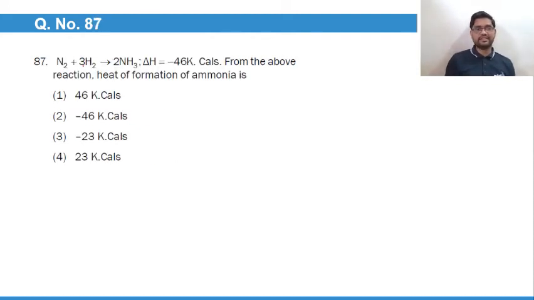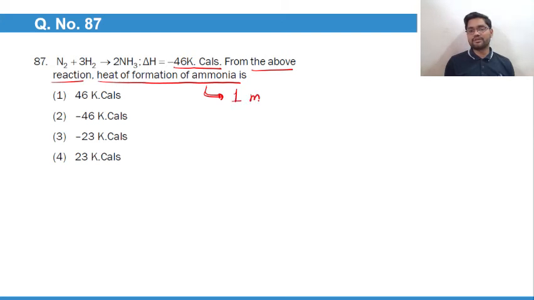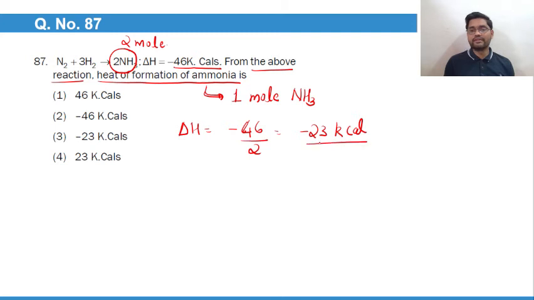87. N2 + 3H2 giving 2NH3. Okay, this is ammonia formation. Delta H is minus 46 kilocalories. From the above reaction, heat of formation of ammonia will be? Heat of formation of ammonia belongs to the formation of 1 mole of ammonia. But here how many moles are formed? Here 2 moles are formed. Right? So I have to divide the reaction by 2, and hence delta H will also get divided by 2, and hence you will get minus 23 kilocalories. Okay, so minus 23 kilocalories.